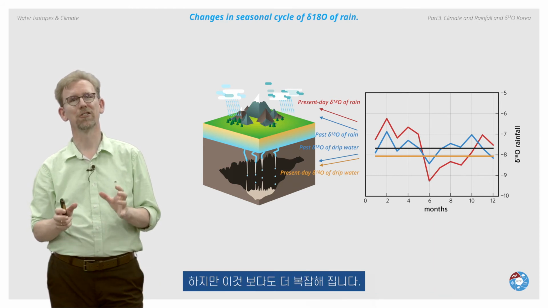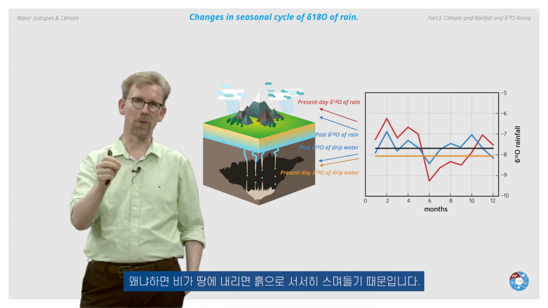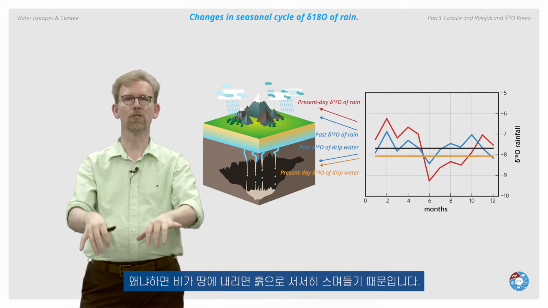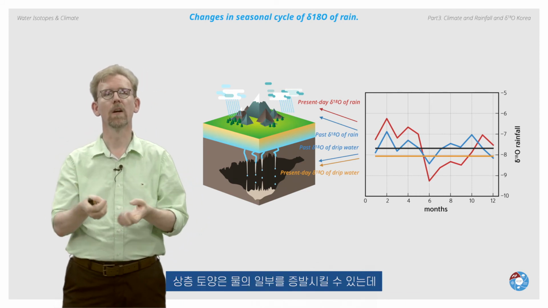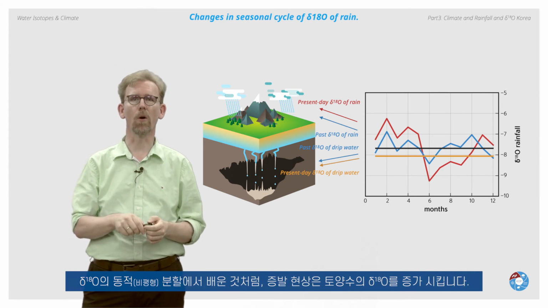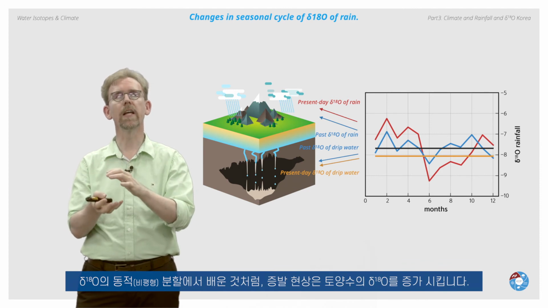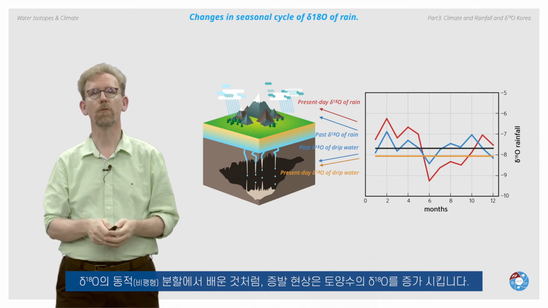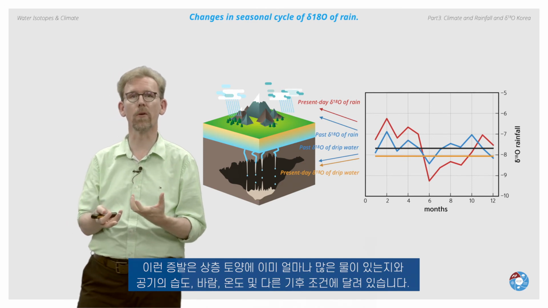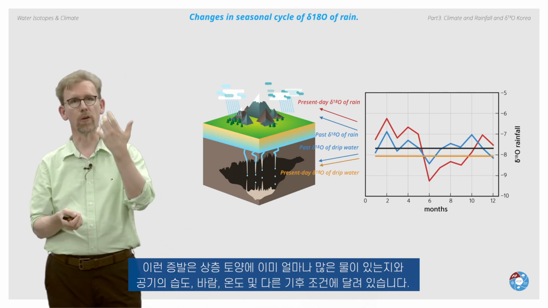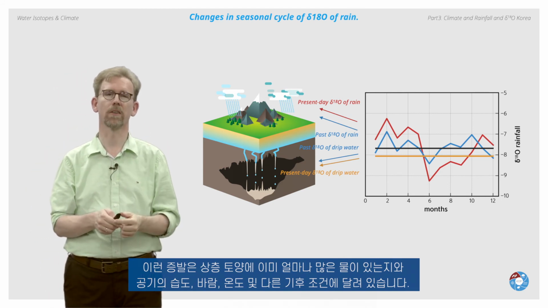The story is, however, a bit more complicated because when rainfall hits the ground, it slowly seeps into the soil. The upper soil layers can evaporate some of the water, which, as we learned before from the disequilibrium fractionation of d18O, would enrich the d18O of the soil water. This evaporation itself depends on how much water there is already in the topsoil, the humidity of the air, winds and the air temperature and other climatic conditions.